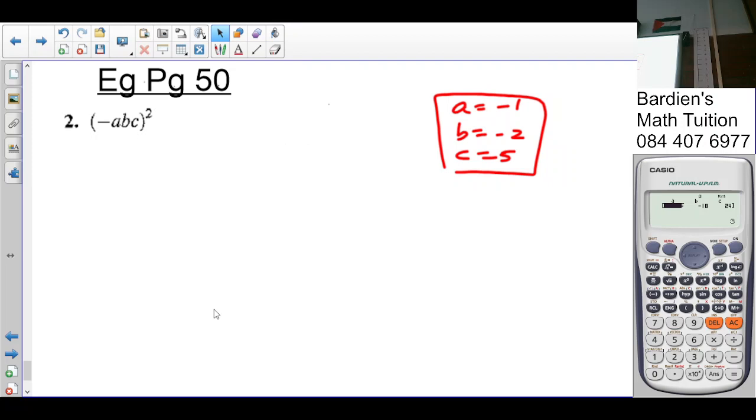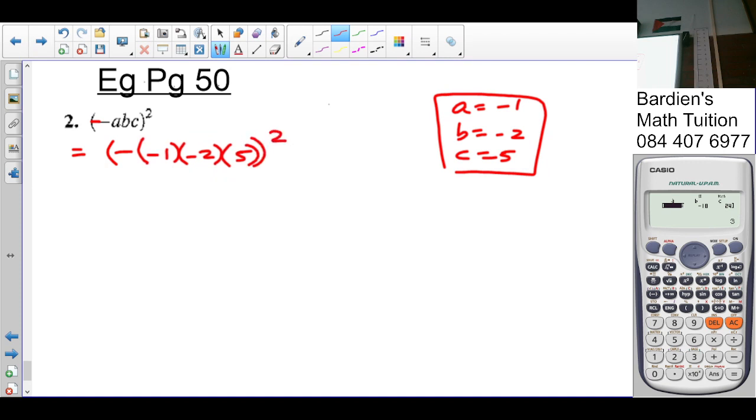Alright, so what do we have? Open brackets. That negative is this negative. Not so? Open brackets, the value of a is negative 1. The value for b is negative 2. The value for c is 5, raised to the exponent 2. Or instead of the brackets, of course, you could have had the multiplication sign. So what needs to be done first? You must simplify inside the bracket first, before I apply the square. It's going to make life a bit easier for us. So do that with me.